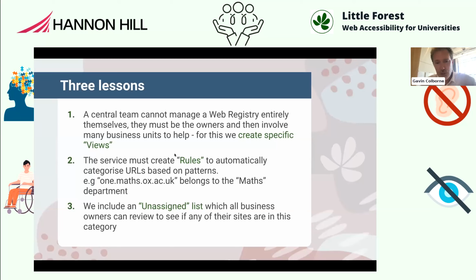We recommend that you create rules to automatically categorize your URLs based on patterns. So for example, if you know that maths dot is always going to belong to the maths department, then you can assign that automatically as well. We recommend an unassigned list, where all of the sites that don't have an owner are, and you can get people to review that regularly in order to hopefully find an owner for those.